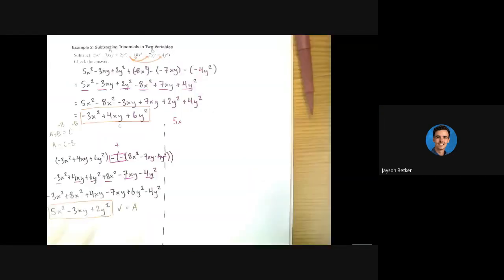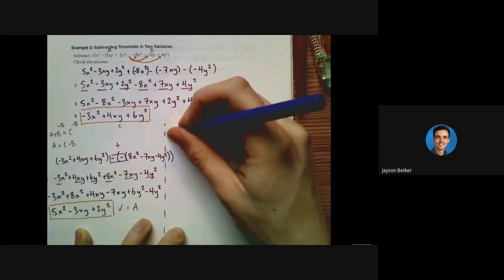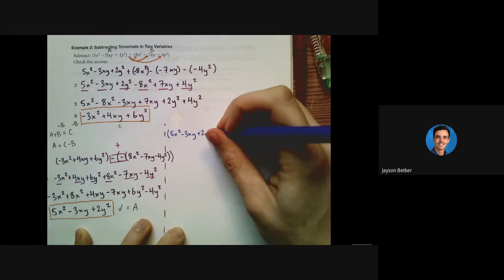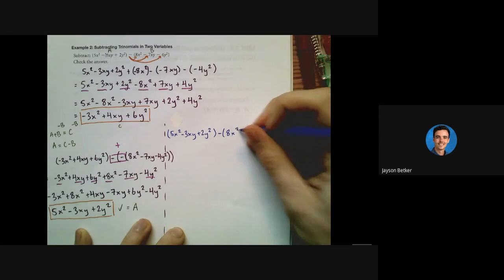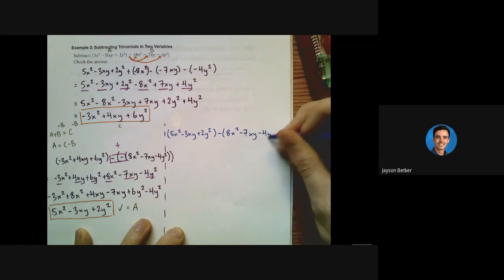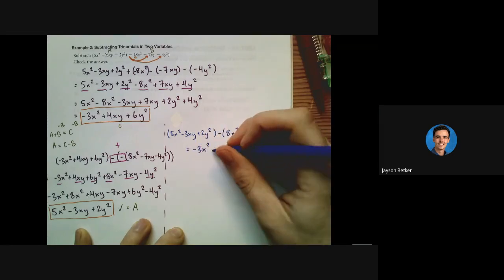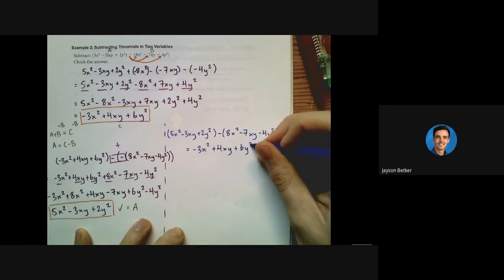So what you would end up with, if you did this, is you would have 5x. You know what? I'm going to choose an entirely different color here, and then you can try it on your own. So you would have 5x squared minus 3xy plus 2y squared minus 8x squared, I'm going to run out of room here, minus 7xy minus 4y squared. And all of that is equal to negative 3x squared plus 4xy plus 6y squared.